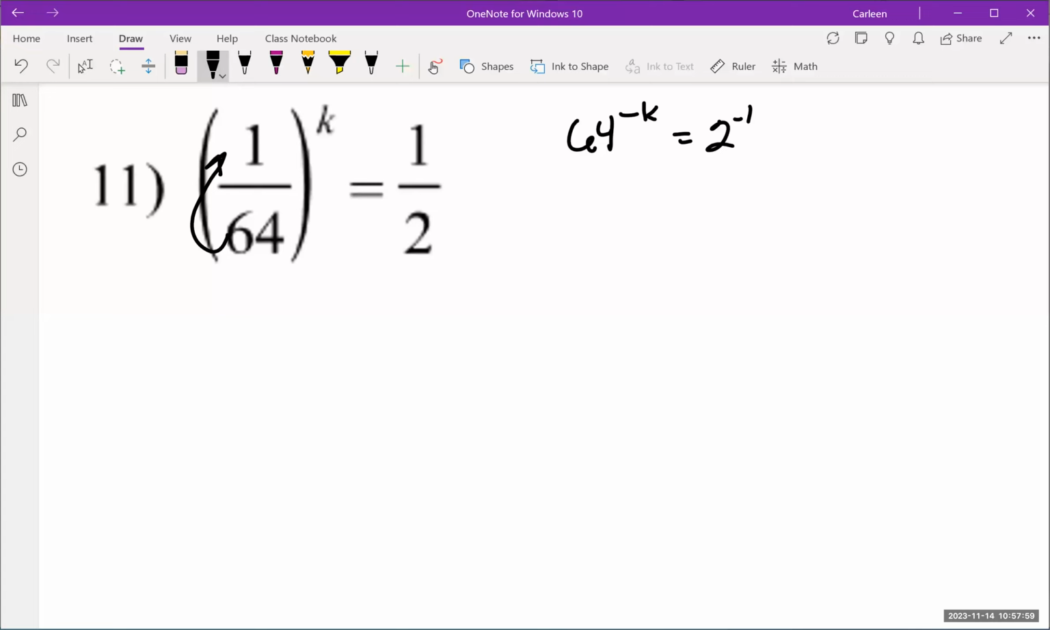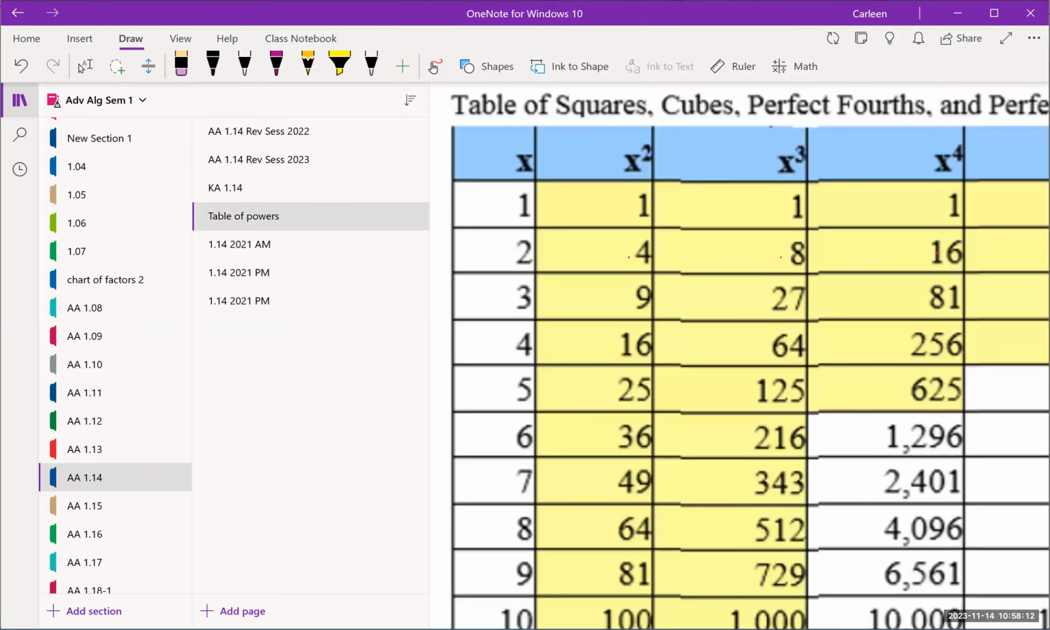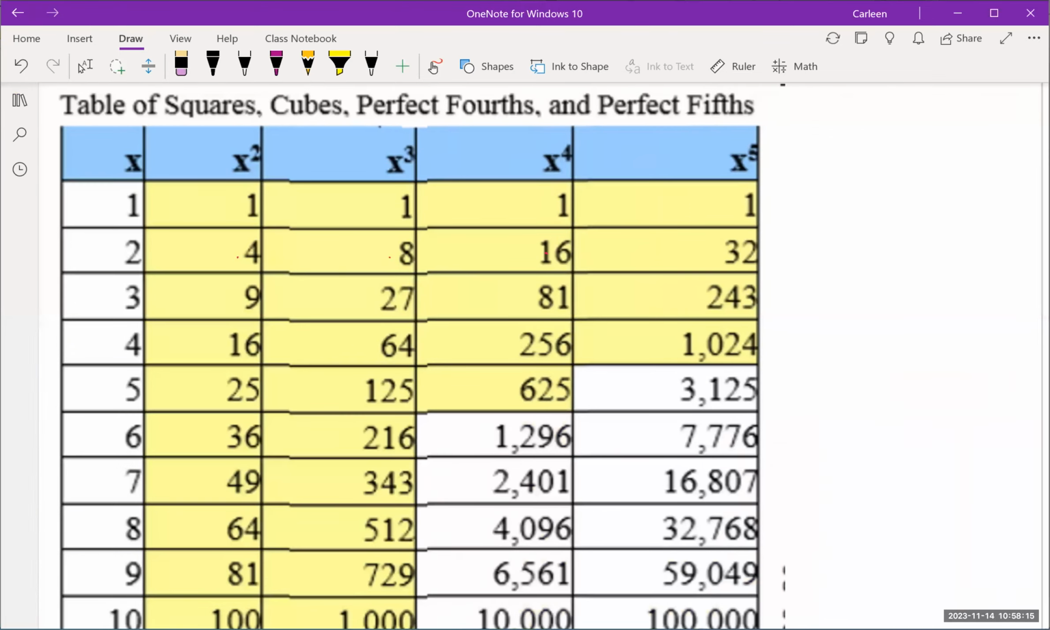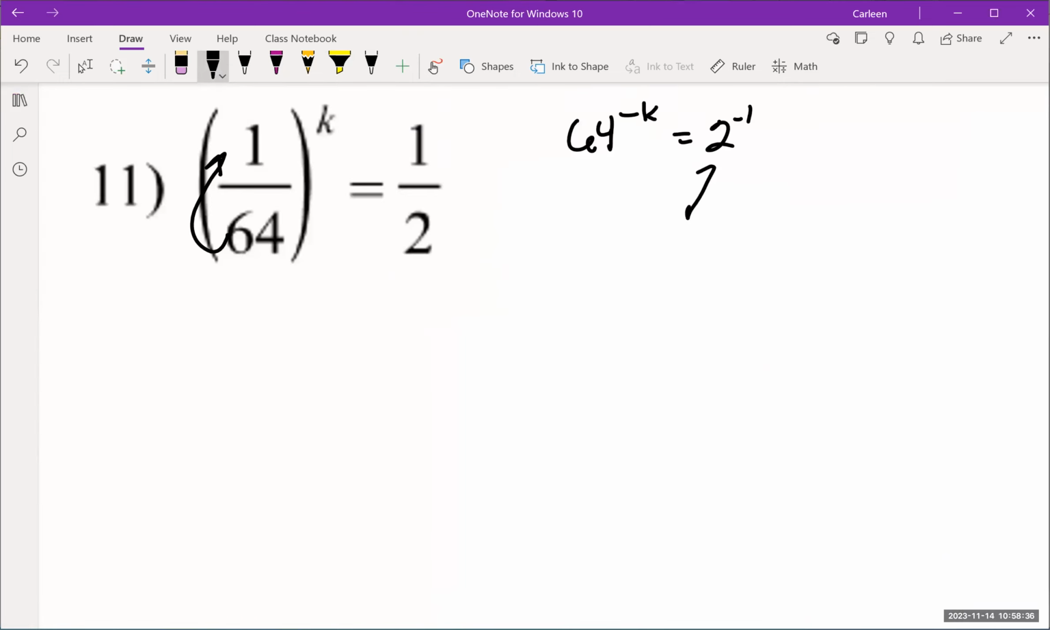Okay, now what do I do? I'm going to go to the table of powers. And what do we notice? I'm guessing it's in what row? Oh, it is in the 4. But do I want it to be 4? Look at our problem. I really think it's going to be in the 2.